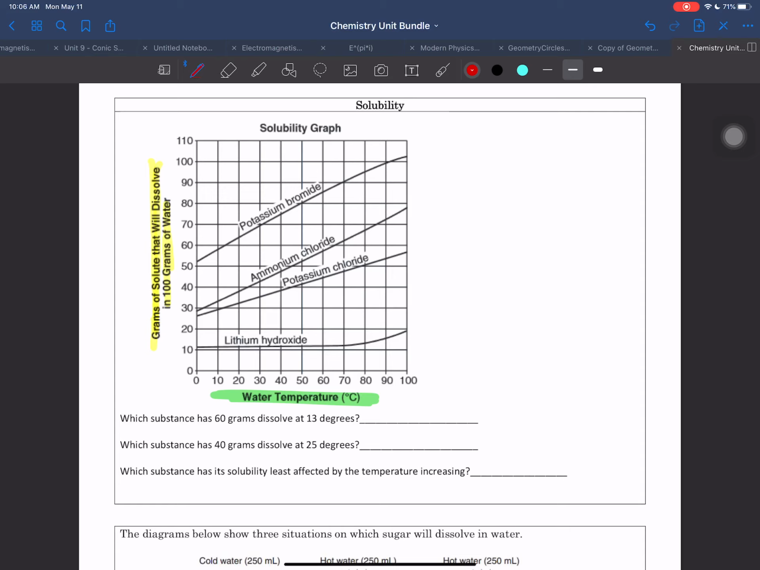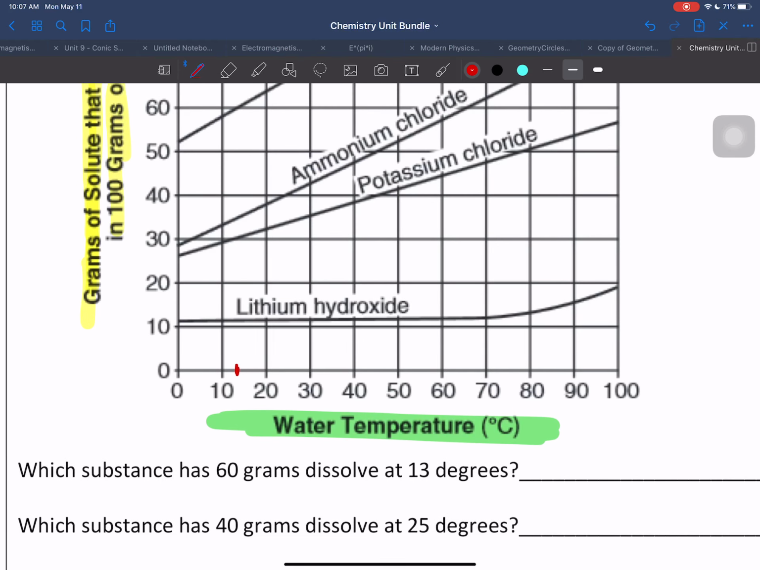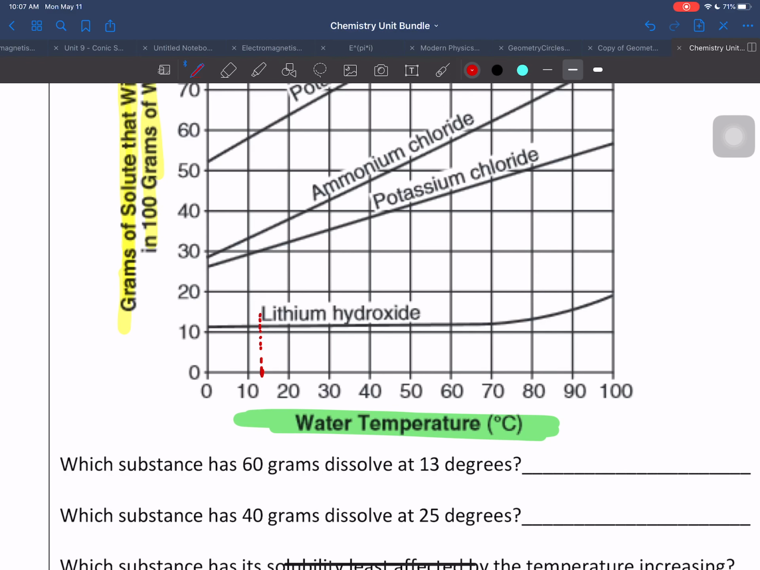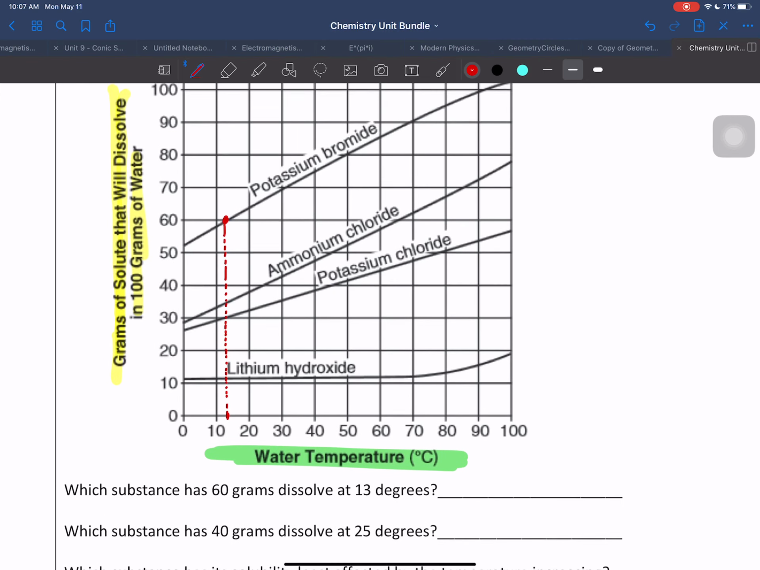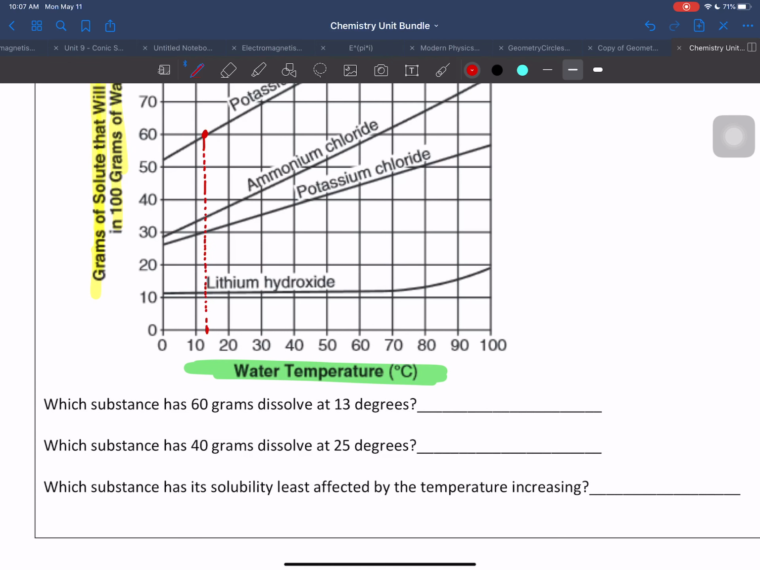It says which substance has 60 grams dissolve at 13 degrees. So I want to go right to 13 degrees, which I would say is right about here. It's definitely closer to the 10 than the 20, because halfway would be 15. So I think that's fair. If we go up, we hit lithium hydroxide first, but if I go across, that looks like it's over 10, so it's 11. So I'm going to say no to that. Keep going up. When do I hit 60? I think I clearly hit 60 right here. So what line is that? That's potassium bromide.